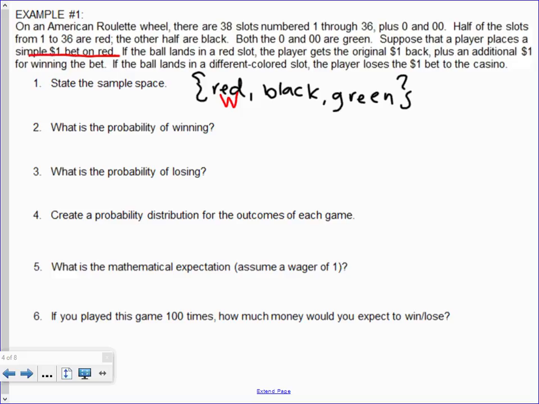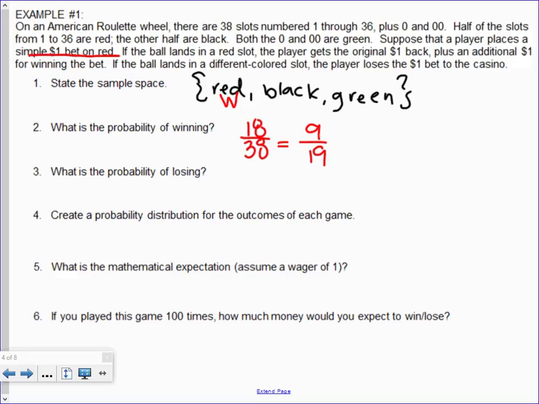So what we need to do is figure out how many favorable outcomes are there? How many red spaces are on the roulette wheel? 18. Half of the 36 are red, half of the 36 are black. How many total outcomes are possible on the roulette wheel? 38. I usually reduce, so this could be 9 over 19 for winning. So my probability of winning is 9 over 19.